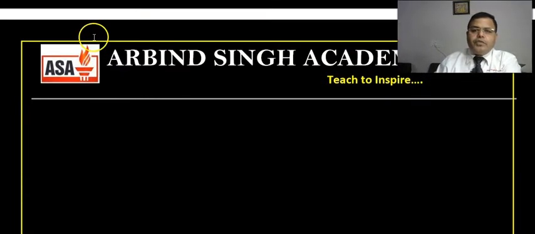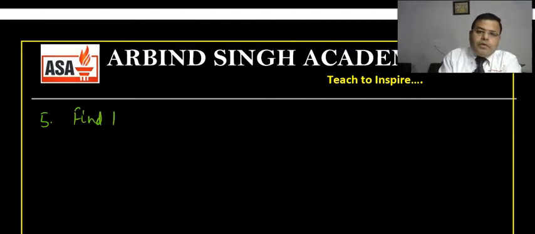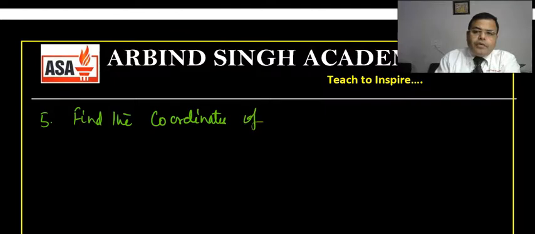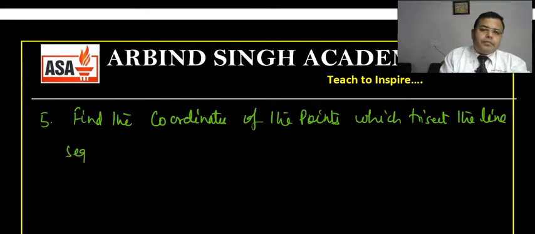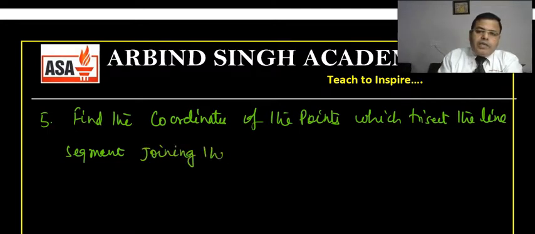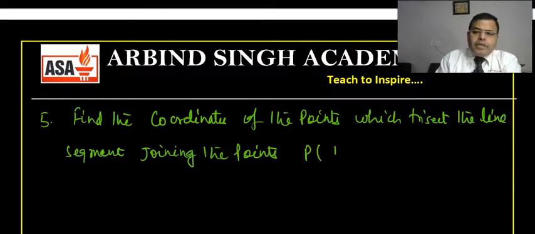Now the next question is question number 5. And question number 5 is: find the coordinates of the points which trisect the line segment joining the points P (4, 2, minus 6) and Q (10, minus 16, 6).